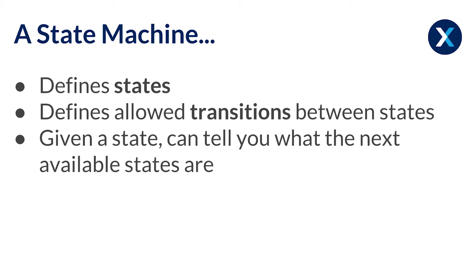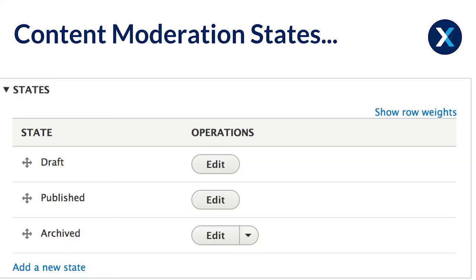So a state machine defines states, it defines the allowed transitions between those states, and given a particular state, you can query it to find out what are the next allowed states you can go to. These are the content moderation states that are in 8.4, so they're fairly simple. If you've worked with Workbench moderation in Drupal 7, you might have had more than these. Essentially, we've got a draft state, a published state, and an archived state.